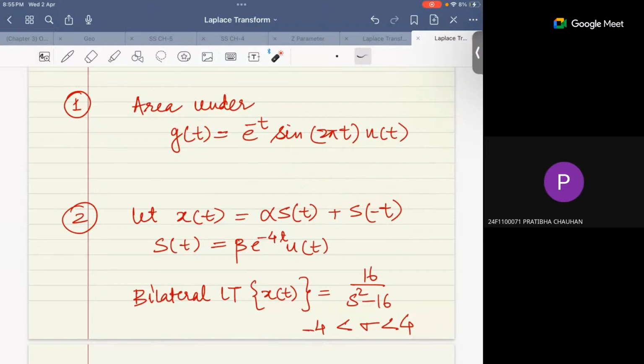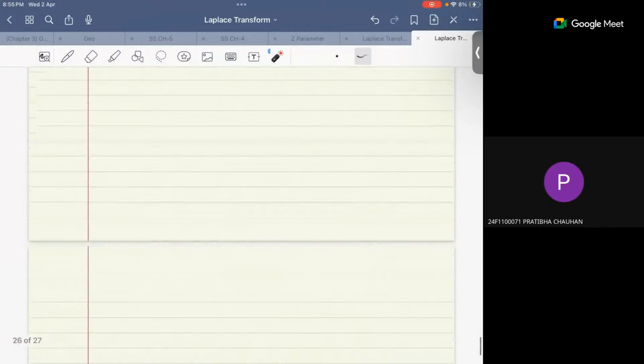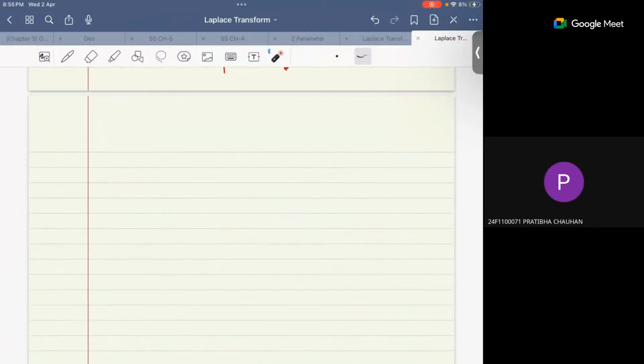Is it clear to everyone or not? Should I explain it again? Or should I write the solution? Okay, let's write it down. So please write the solution. Yes, sir. Okay, I'll just write the solution here. So this was the solution for the first example.